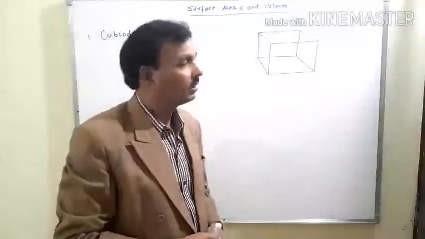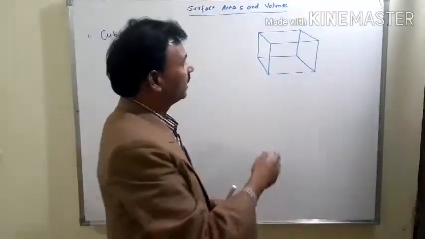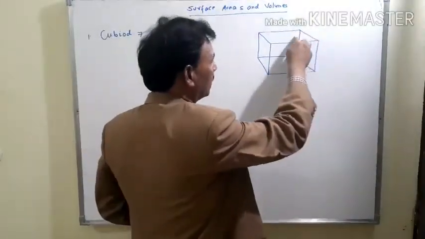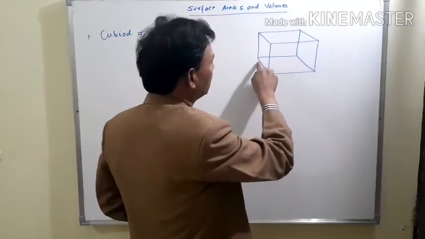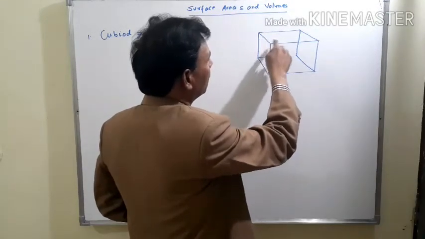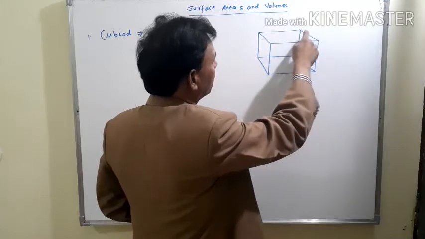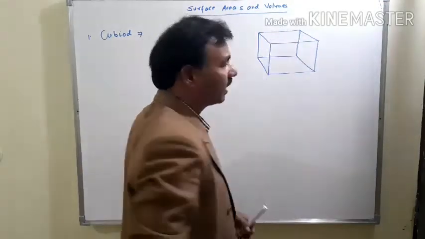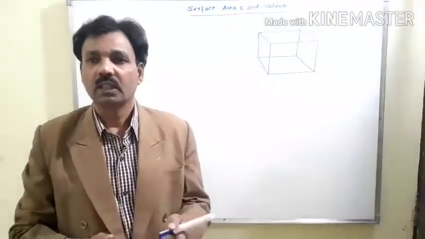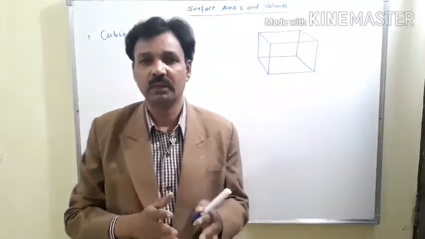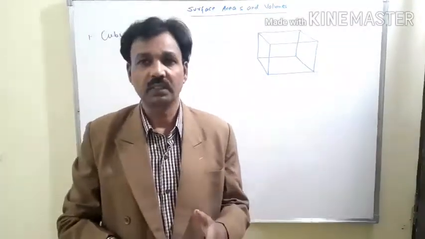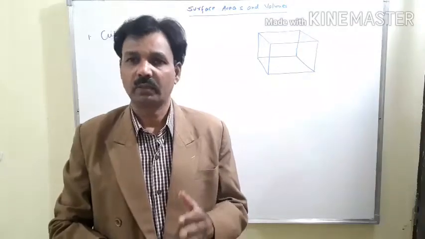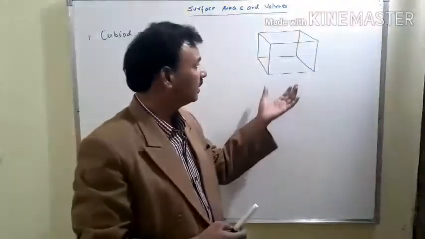8 vertices and 12 edges: 1, 2, 3, 4, 5, 6, 7, 8, 9, 10, 11 and 12. There are 12 edges. That means a cuboid is a 3D figure in which there are 6 faces, 8 vertices and 12 edges. This is known as a cuboid.